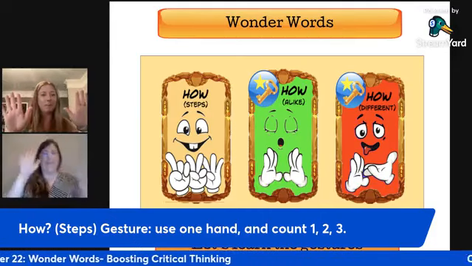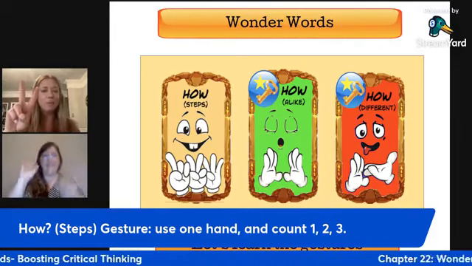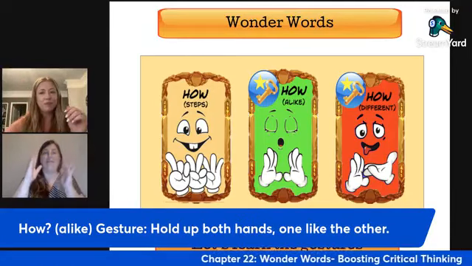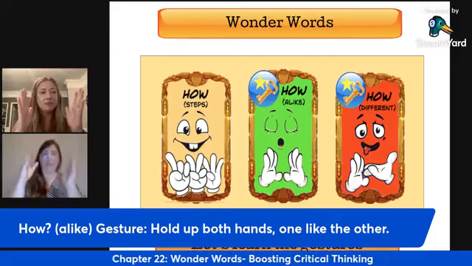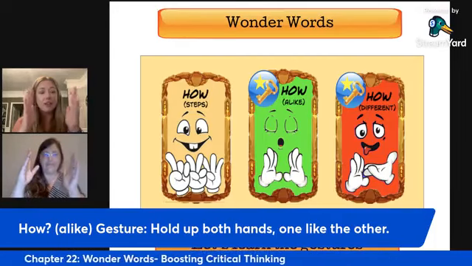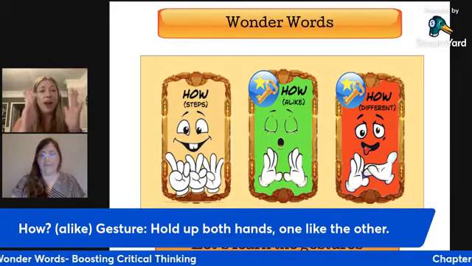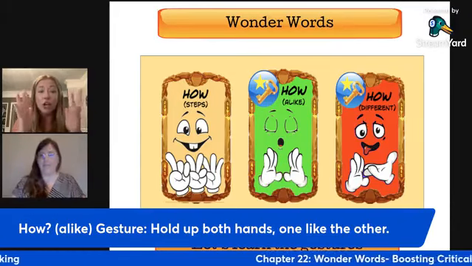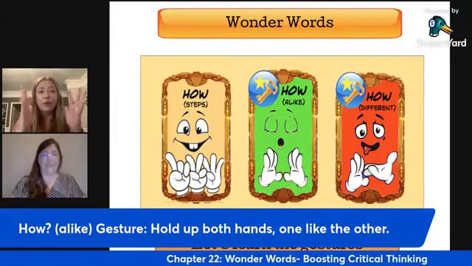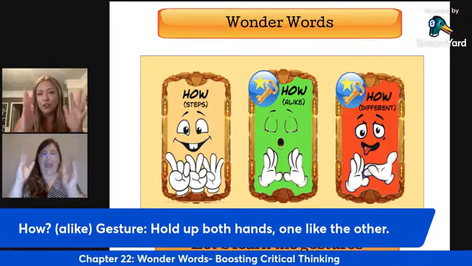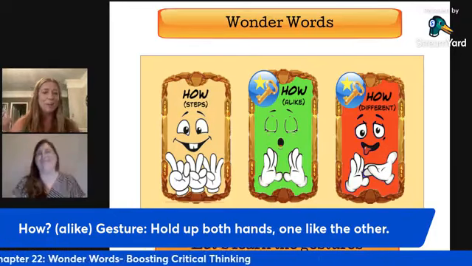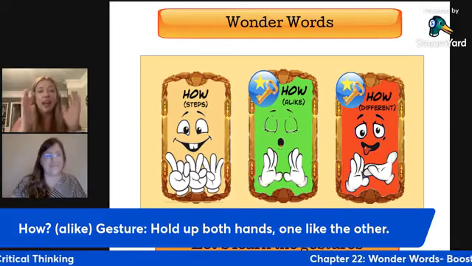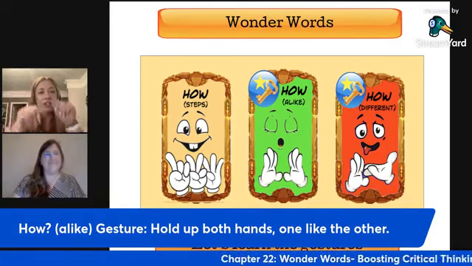Mere words. The second how is how 2 things are alike. Hold up your 2 hands, where one looks like the other. How alike. How similar. How are they similar? How are they alike and how are they similar? Mirrors off. Teach your camera how with the steps and how alike.